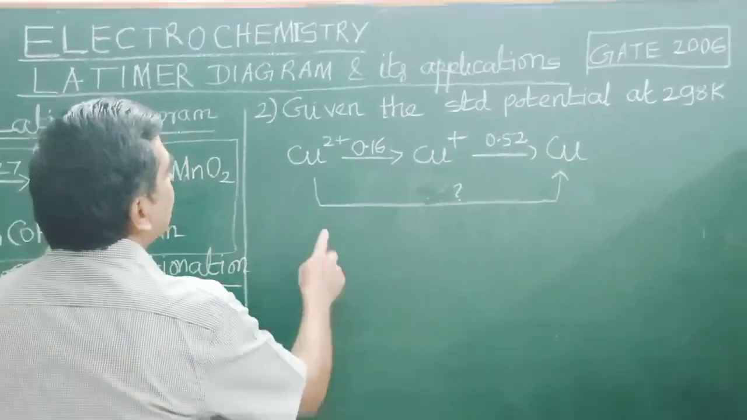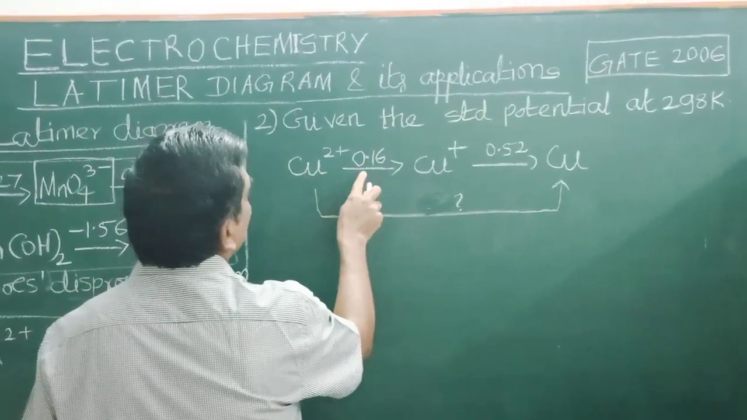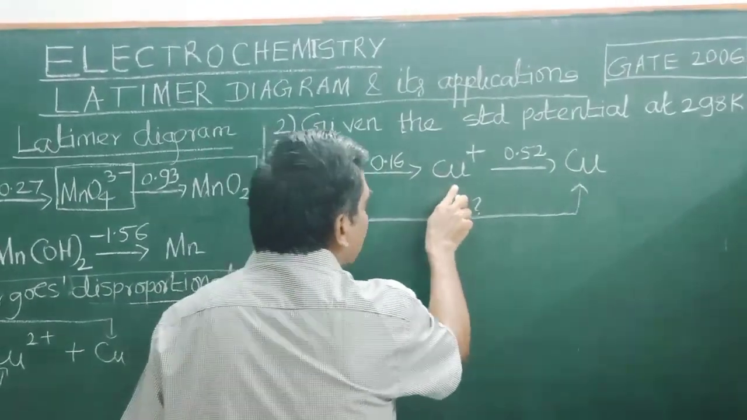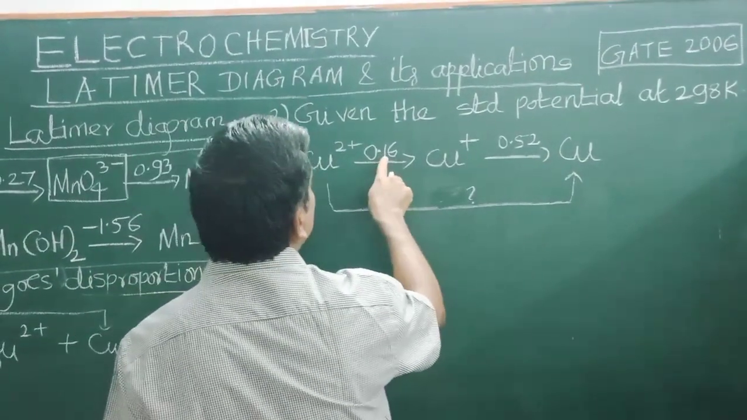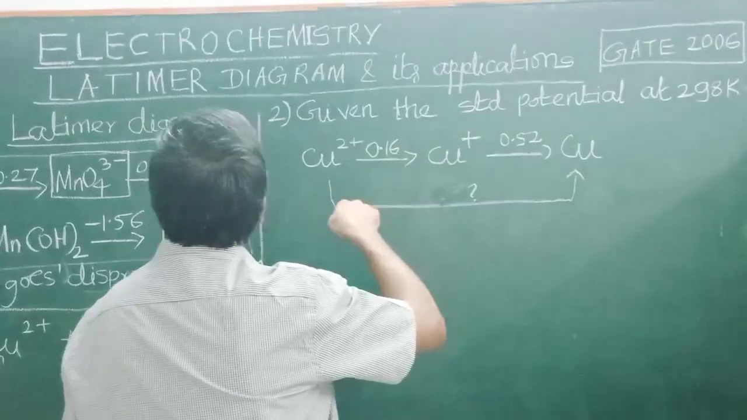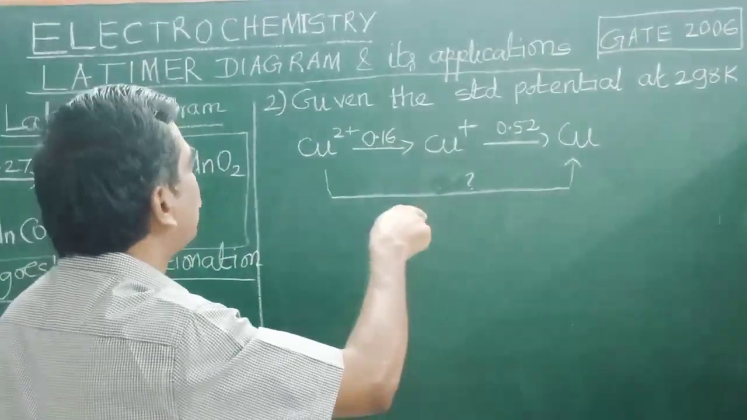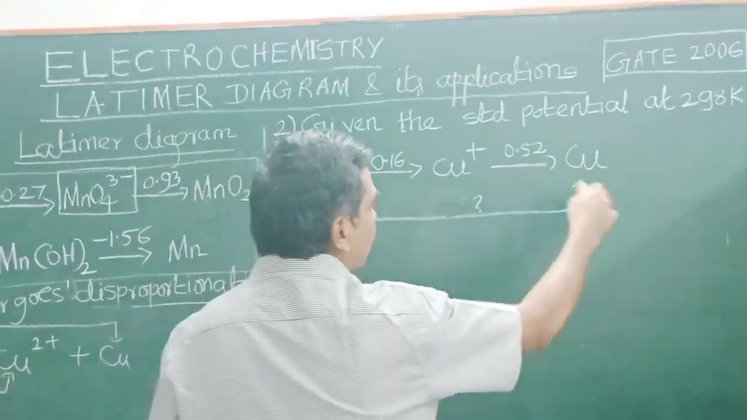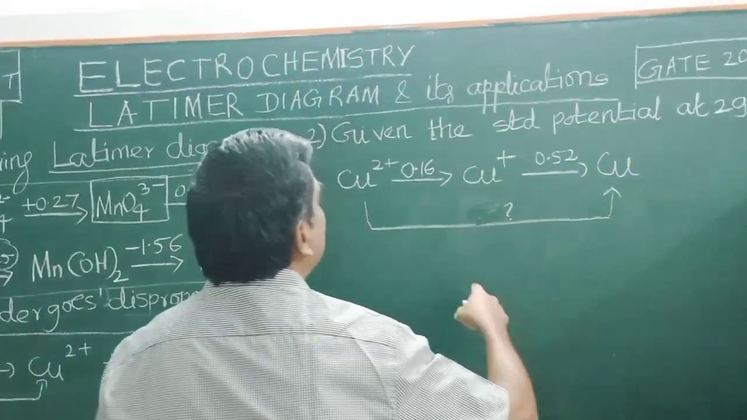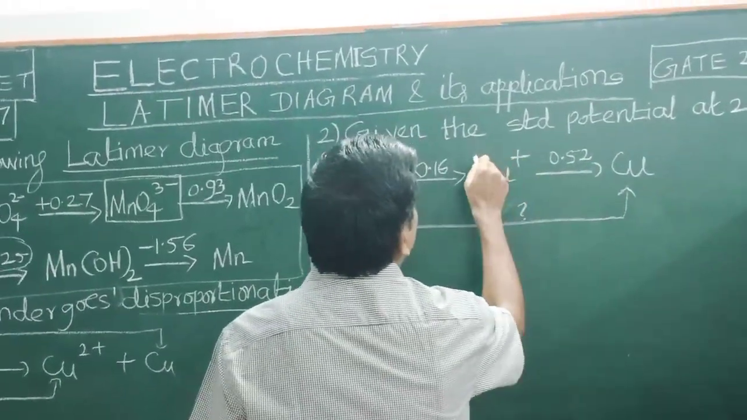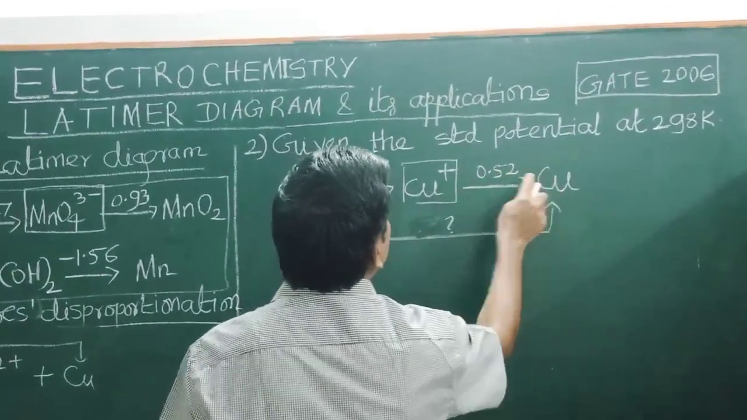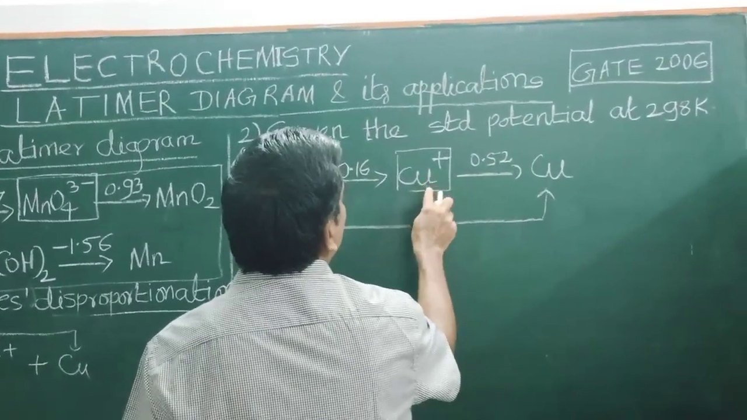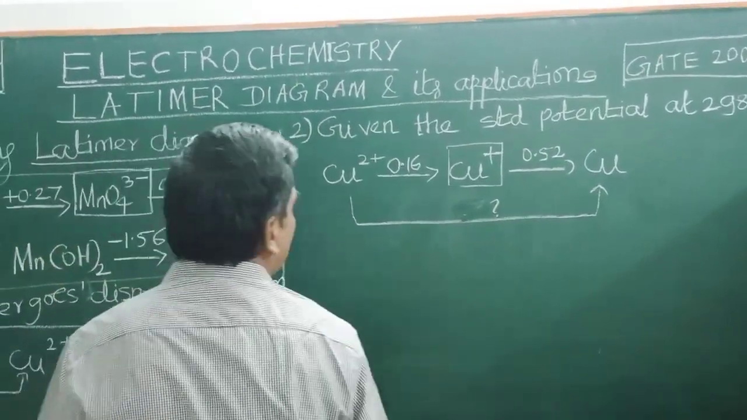So as you see here, similarly copper 2 plus is reduced to copper plus, which is reduced to copper. Okay, according to the Latimer diagram, the standard reduction potential values decrease from left to right. But in the case of copper plus, here it is decreasing, but here it is increasing. Therefore, the species undergoes disproportionation. That's what we have written.